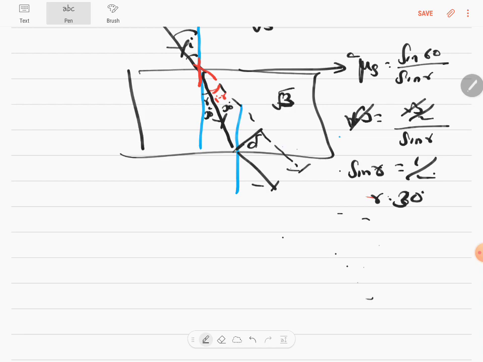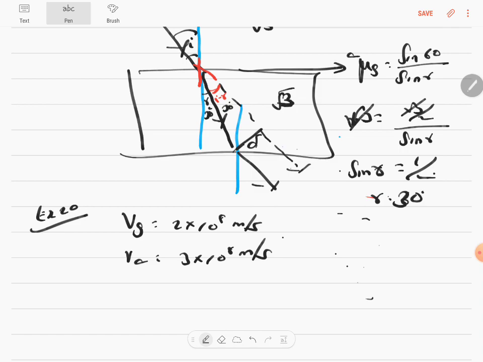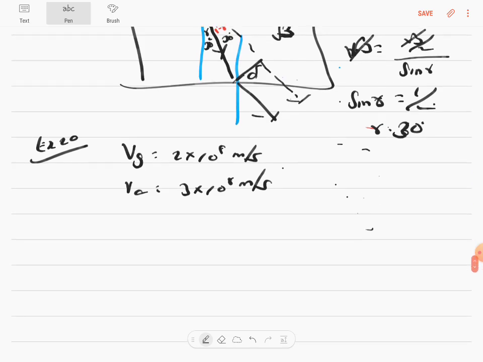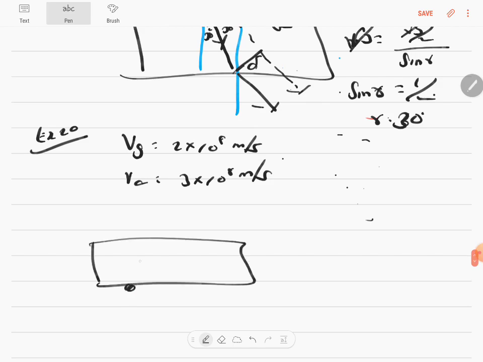The next question that we'd like to do is example 20, where the velocity of light in glass is 2 into 10 to the power 8 meter per second. The velocity of light in air is 3 into 10 to the power 8, which we know is vacuum, right? By how much would an ink dot appear to be raised when covered by a glass plate of 6 cm thickness? An ink dot and a 6 cm thickness is the actual depth. So the question is, how much will it be raised?